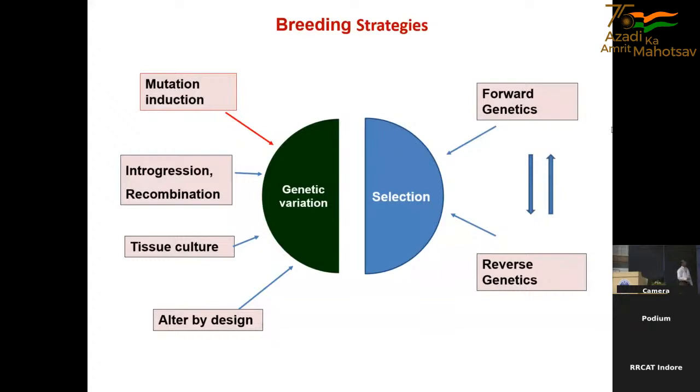All this contributes to increasing the genetic variation. And the other side is to select the better plant from this genetic variation, for which the selection is mostly done on the phenotypic effect. That is what we call morphological selection. But during the different increase in the genomics approach, now we are following forward and reverse genetic approaches to select the plant. That I will be dealing with a little bit in my talk, how we are using these approaches in selecting the better plant.